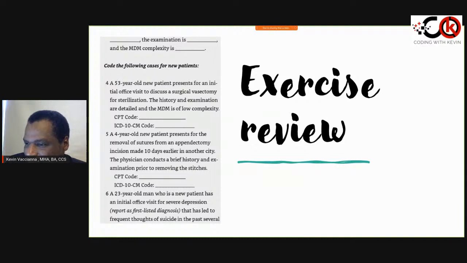So it's a brief history and examination. So the history is brief, the examination is brief. And then 202? No. The ICD-10 code would be Z48.02. Good job, you got it.